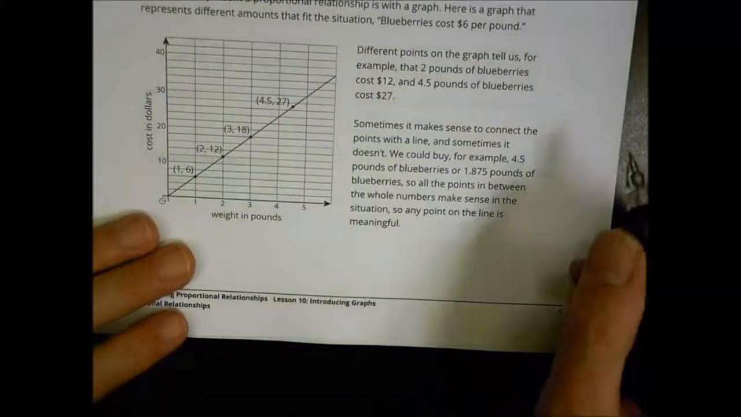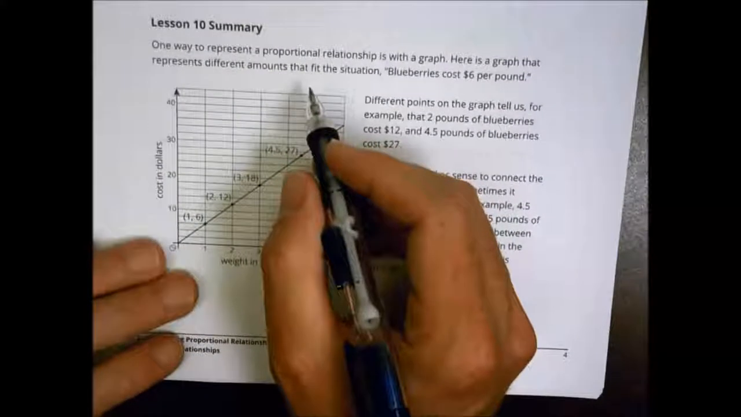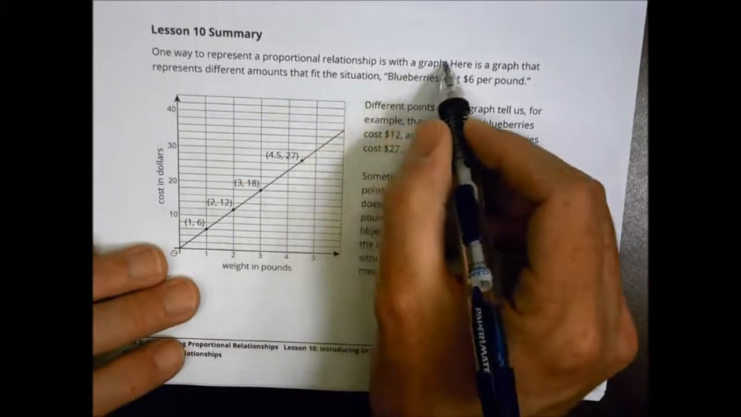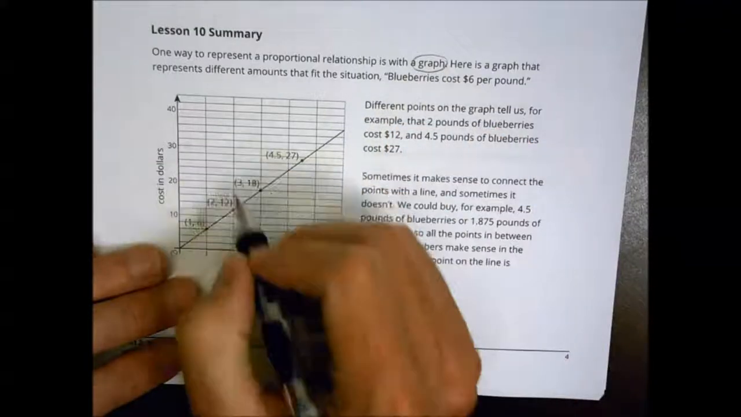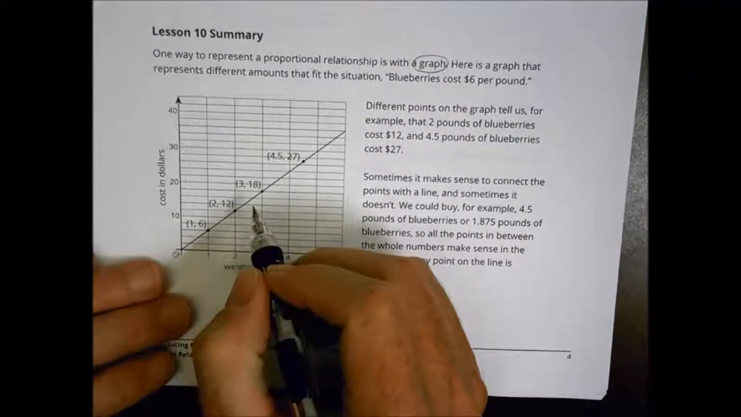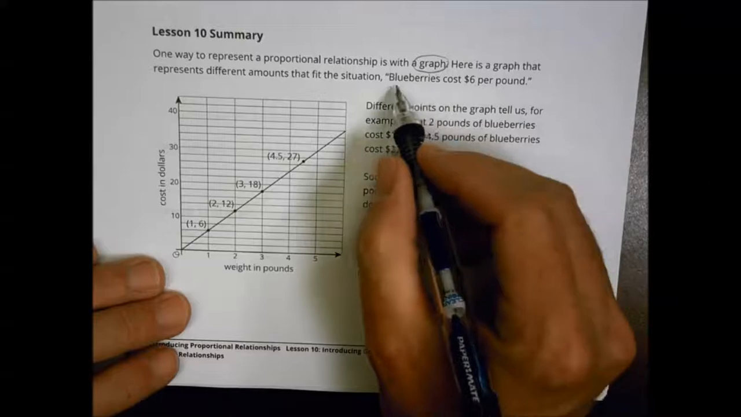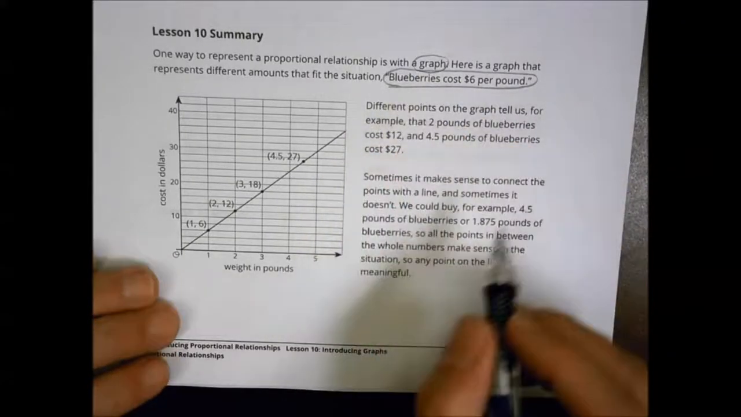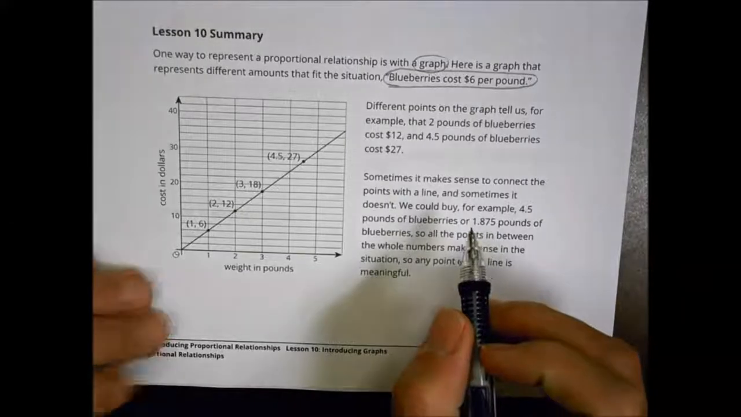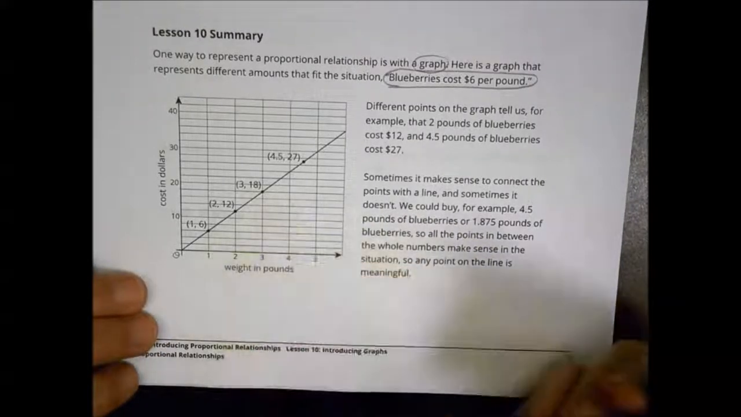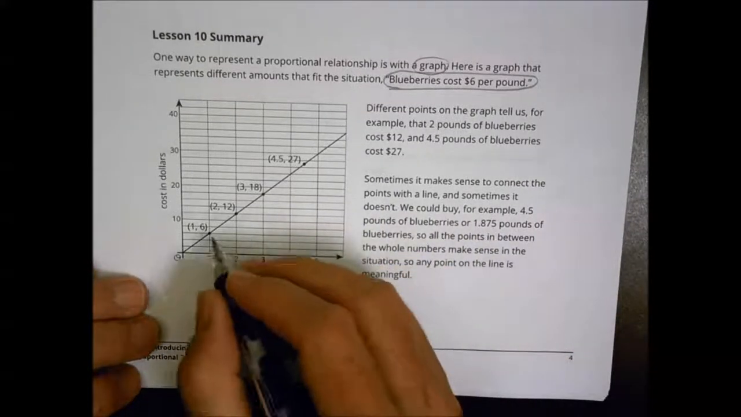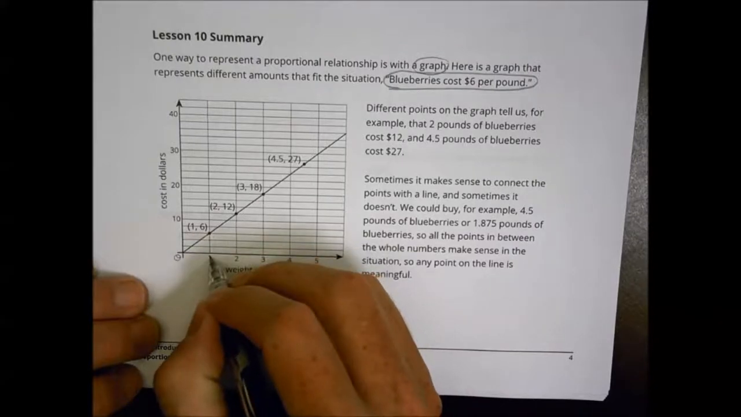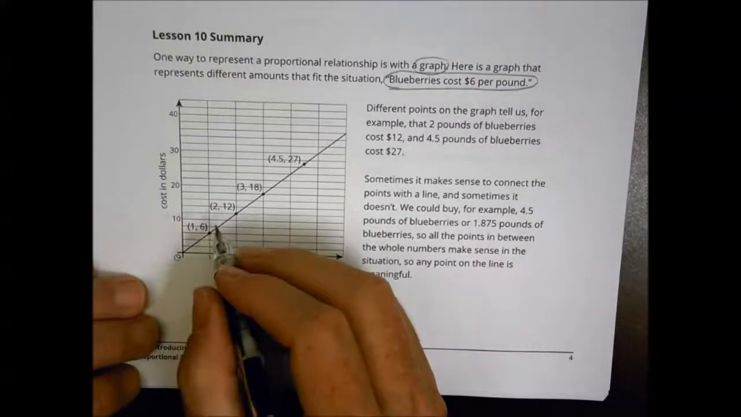So in terms of the lesson summary for the day, we could say that one way to represent a proportional relationship is with a graph. Okay? And so here's a graph, for example, that represents different amounts that fit the situation of blueberries cost $6 per pound. So that's our situation we're talking about. Blueberries cost $6 per pound. So we know, for example, that if I have 1 pound of blueberries, it's going to cost me $6, right?